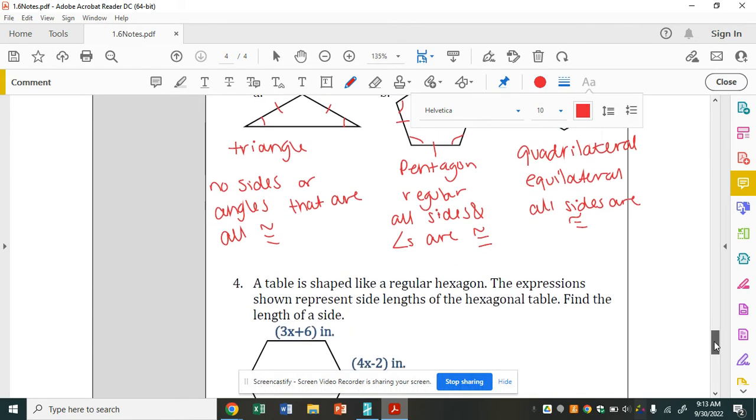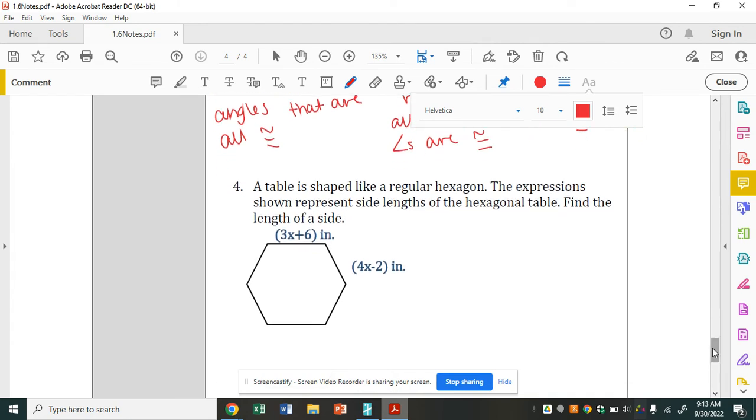Okay. We can move down to number 4. It says a table is shaped like a regular hexagon. First off, regular, you know that means that all of your side lengths have to be the same measurement and all of your angles have to be the same measurement. So I'm putting these markings down based on this word regular that was given to us. Then it says the expressions shown represent side lengths of the hexagonal table. Find the length of a side.